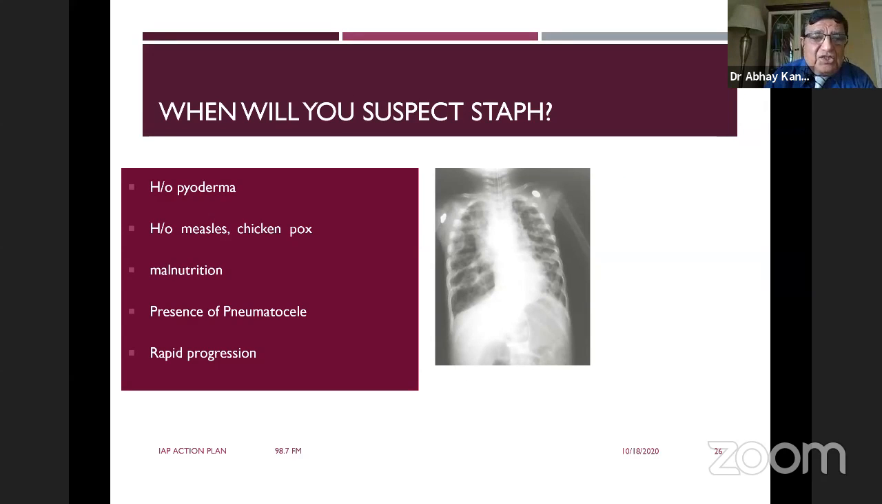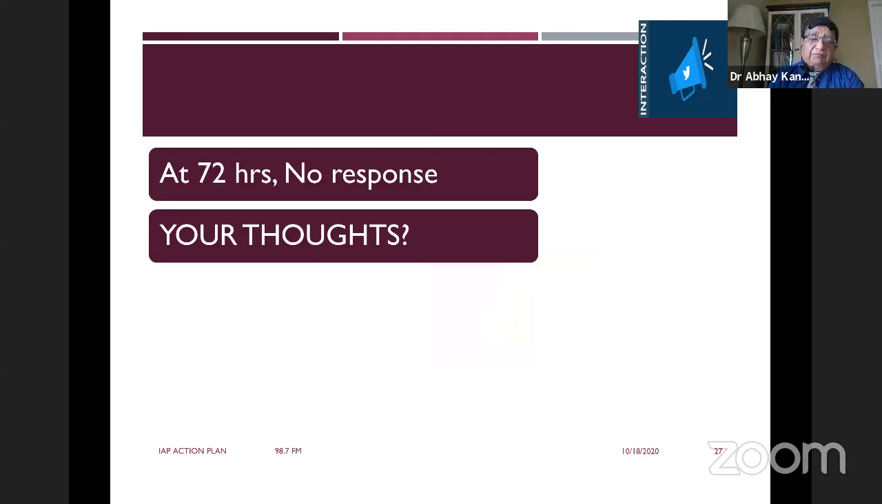As far as staph is concerned, there may be a past history of pyoderma in the recent past. There may be a history of measles or chickenpox in the recent past. It is more common in the malnourished child, and the X-ray is typical, with tissue breakdown giving rise to pneumatocele being very common. Sometimes there is rapid progression. The lesions keep changing, with rapid progression to pneumatocele, pneumothorax, and sometimes empyema. So if there is rapid progression, you have to think of an invasive staphylococcal infection.